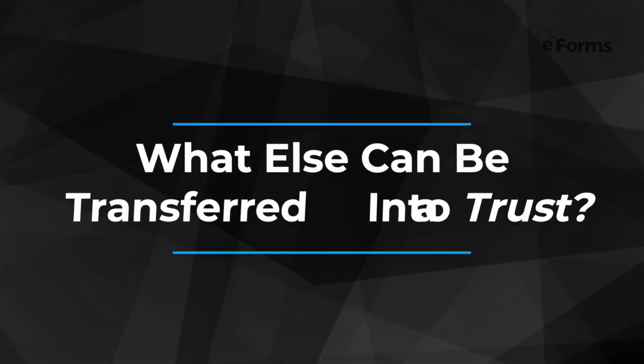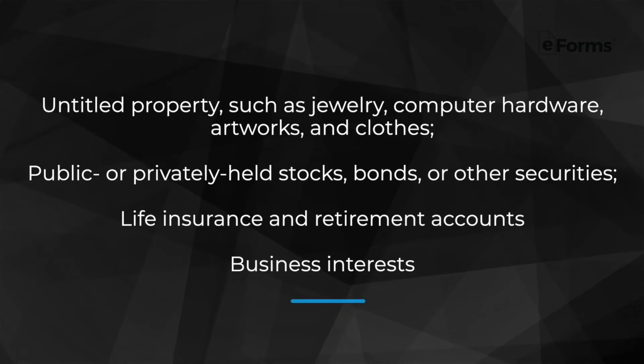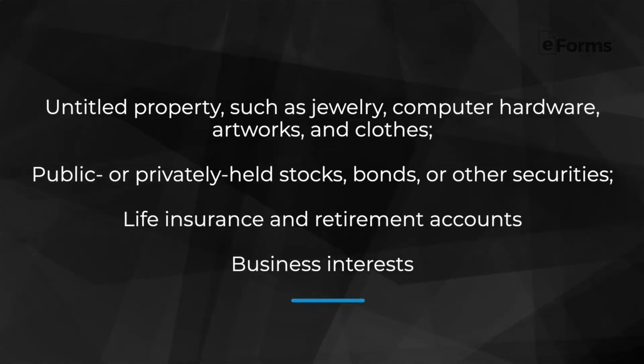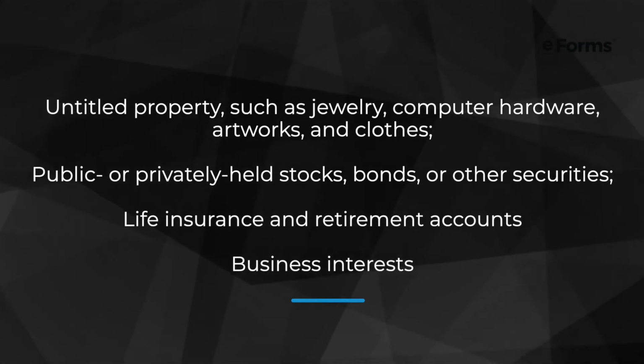What else can be transferred into a trust? This list is all-embracing, but other assets that can be transferred include untitled property such as jewelry, computer hardware, artworks, and clothes, public or privately held stocks, bonds, or other securities, life insurance and retirement accounts, and business interests. For more information on funding your trust and the assets applicable for transference, check out our published article in which we take a closer, more in-depth look.